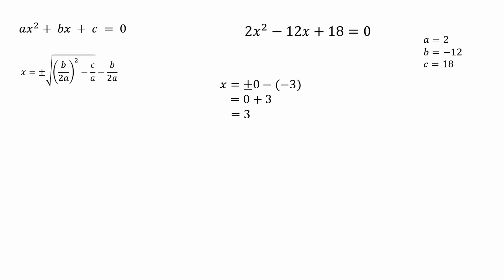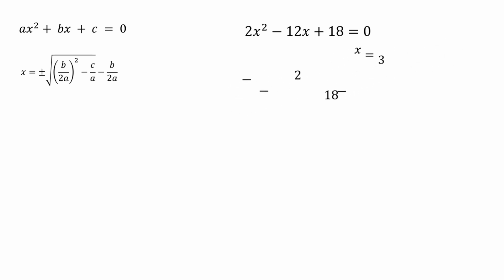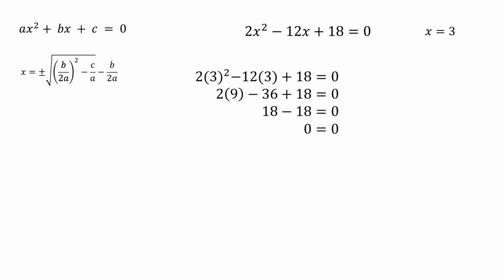So now let's plug it in to our original equation and see if x equals 3 works. After plugging x equals 3 in and doing some simple arithmetic, we can see that it leads to 0 equals 0. And 0 does equal 0. That means x equals 3 is correct.